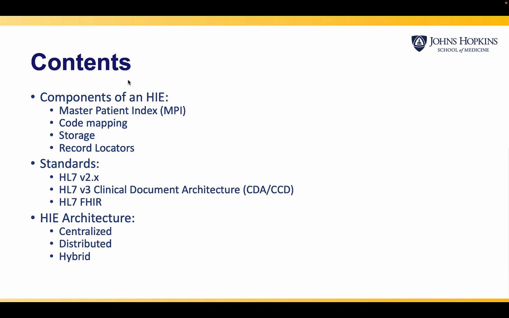Okay, what are we going to go through today? We're going to go through the components of an HIE: a master patient index, code mapping, storage, and record locators. We're going to talk a little bit about different systems, HL7 for all of them, version 2 for some messages, clinical document architecture or continuity of care documents, which are based on CDA, so CDA and CCD. We'll talk about HL7 FHIR as part of an HIE, and then we'll talk through some of the HIE architectures: centralized, distributed, and hybrid.